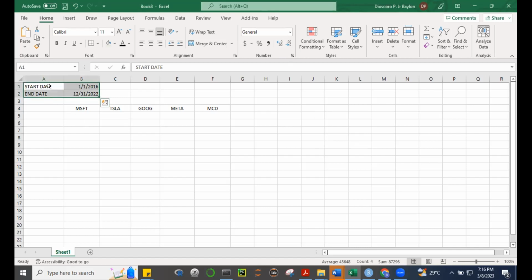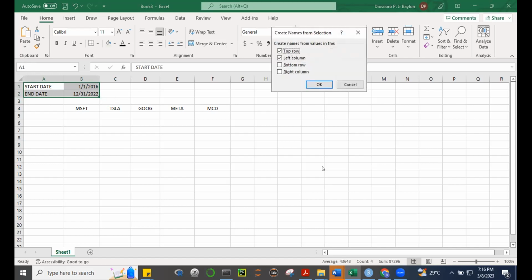Okay, so highlight both cells, and we would like to give a name for this January 1, 2016. We'd like to give it the name start date. And yung 12/31, we'd like to give it the name end date. Okay. What did I press? May press akong shortcut key. The shortcut key that I press is Control-Shift-F3.